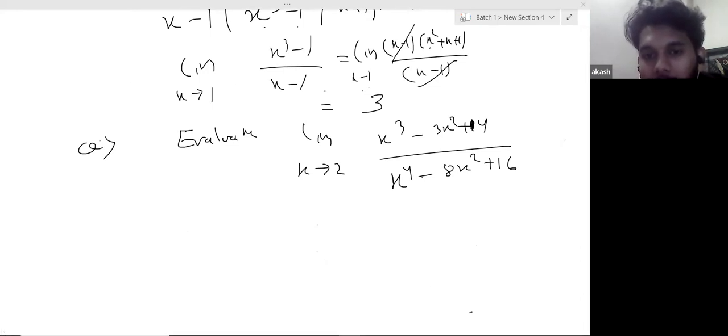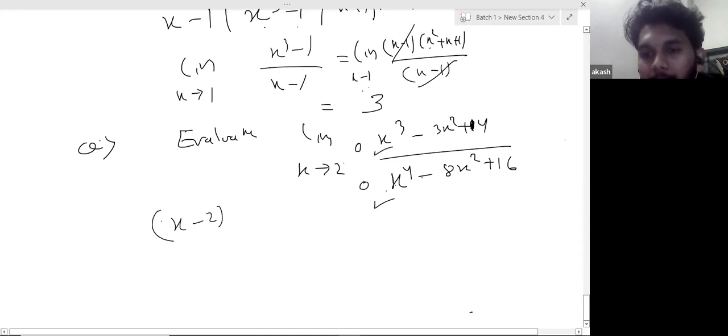All right. For this question, you can do one more thing. See, when you put the value of x as 2, you are getting 0 in the numerator and in the denominator also, right? What this means is x minus 2 is a factor of this equation and this equation. This is clear? Factor theorem. I hope you remember that. If you put x equals to 2, then you get 0. That means x minus 2 is a factor. So if you divide this whole numerator by this, you will get the remaining factor. Same with the denominator.